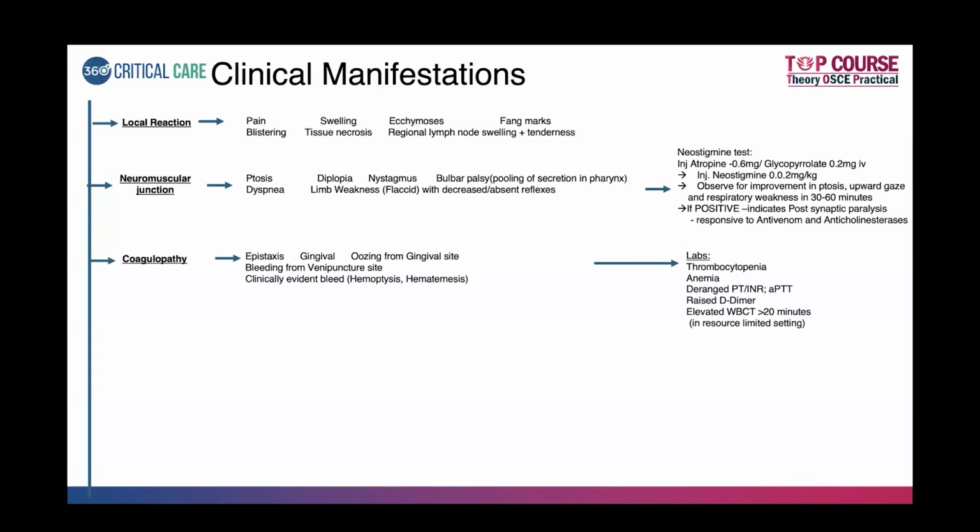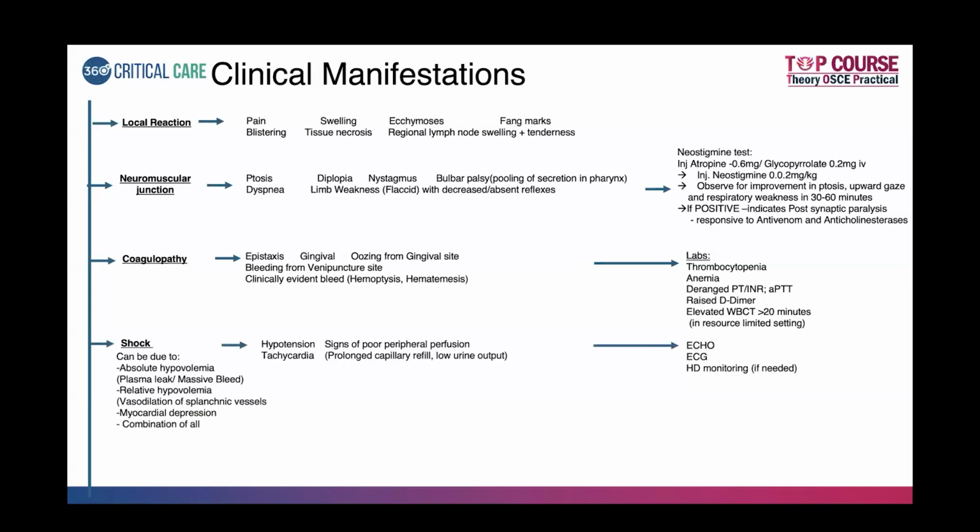Then coagulopathy is the next clinical manifestation. It can manifest as epistaxis, gingival bleeding, oozing from gingival sites, bleeding from many puncture sites, or clinically evident bleeds like hemoptysis or hematemesis. Because there is going to be consumption coagulopathy, or the toxins themselves can lead to anticoagulation, it is going to cause a derangement in your hematological parameters like thrombocytopenia, anemia, deranged INR or APTT, raised D-dimer, and elevated WBCT, that is whole blood clotting time, of more than 20 minutes.